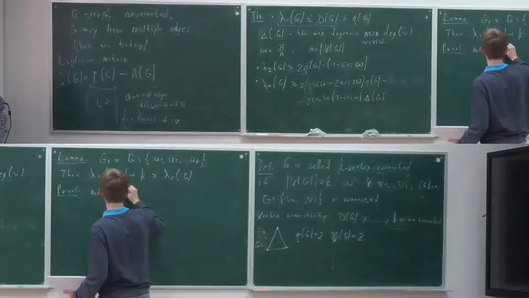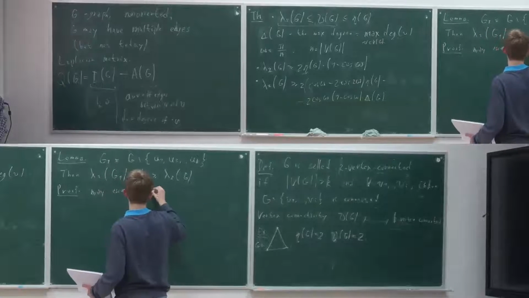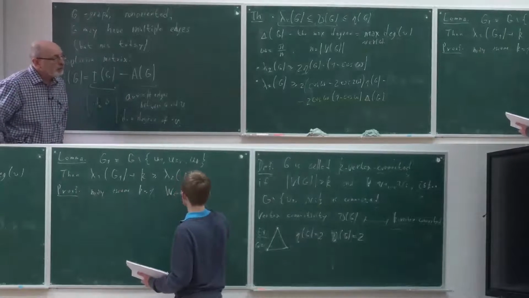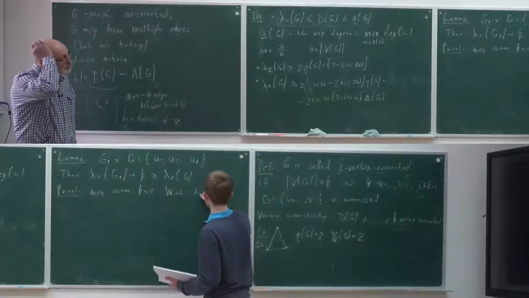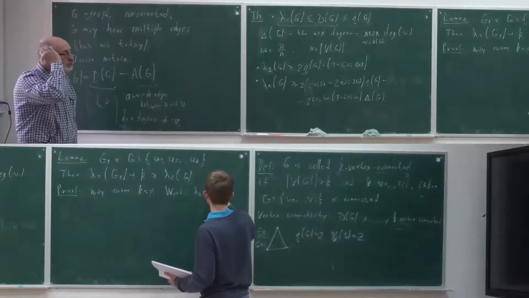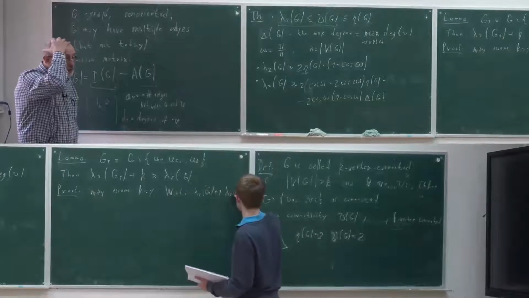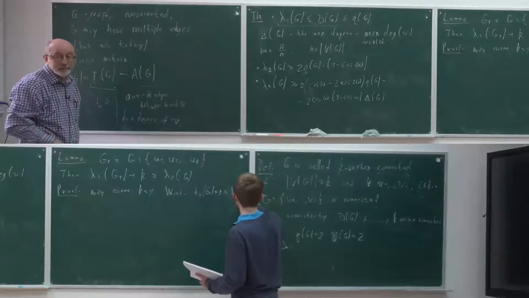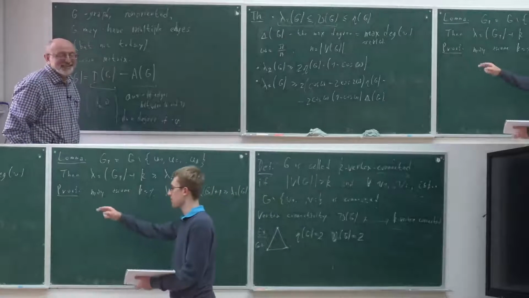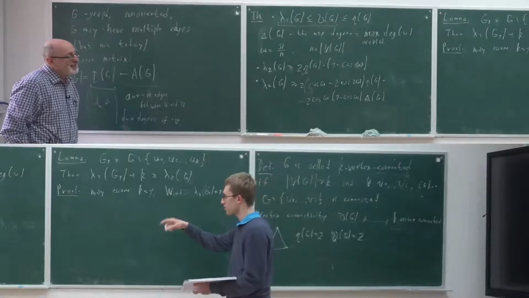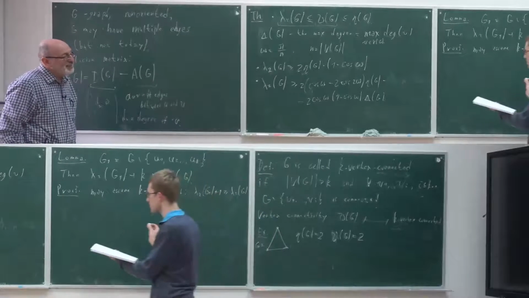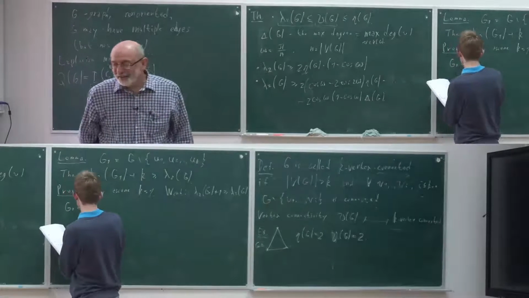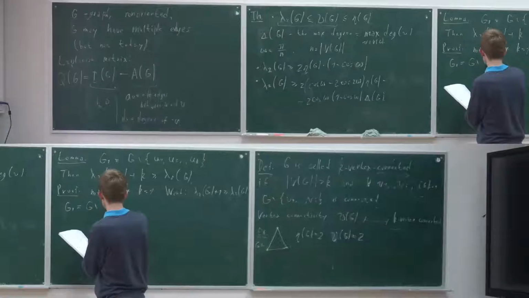So we assume that we remove just one vertex. We want the second eigenvalue to decrease not more than by 1. And let us assume that our vertices are numbered from 1 to n, and we'll assume that we drop the last vertex. This is G1.